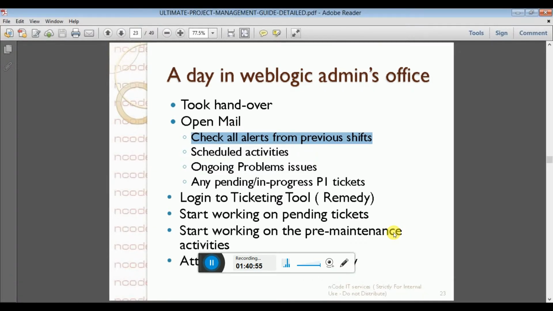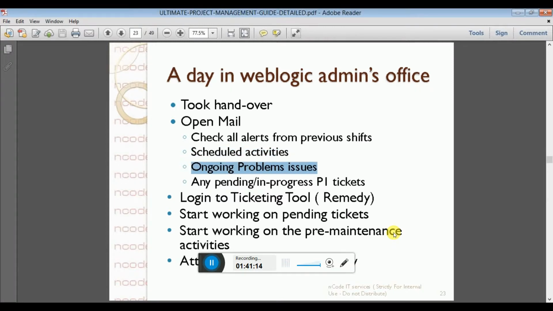So you will get all the information so that you are up to date with all the things in your environment. Then you will see what is scheduled in your shift. Meaning, if you have a maintenance window scheduled, then are the approvals already taken, or do you need to check whether the approvals are taken or not. Then you will see if there are any ongoing problems or issues.